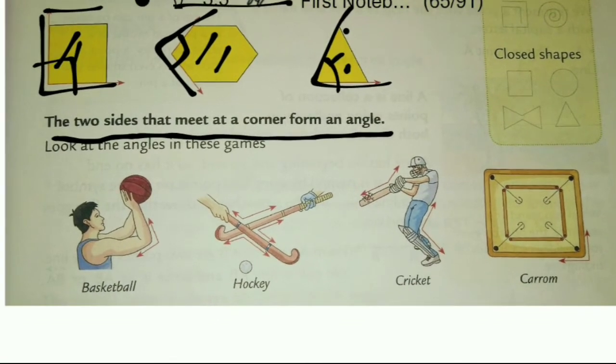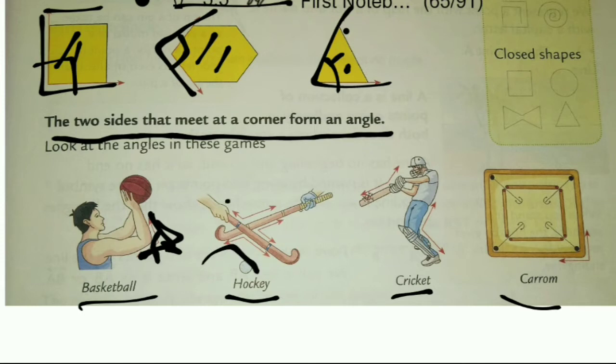Clear? In this one, this basketball, hockey, cricket and carom, we can find some angles. See, when two sides meet at a corner, this is the corner and they meet, this forms an angle. See, this forms an angle. These are the angles. Got it?